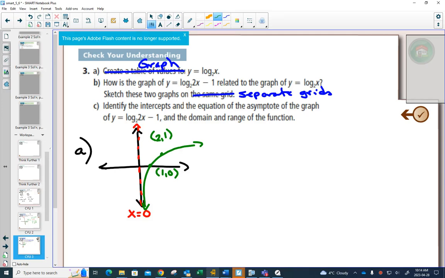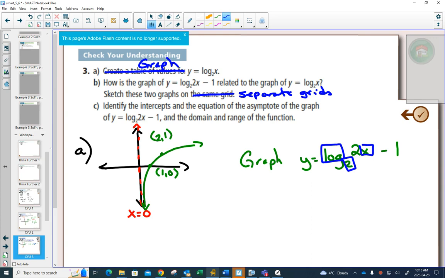Okay, and it gets too messy to graph things on the same one, so I changed the wording here. We're going to graph it on a separate grid, and so we want to look at this graph now in part B. We're going to graph y equals log base 2 of 2x minus 1. So what we have to see here is that this 2 and the x, they're part of your parent graph, right? This is your parent graph right here.